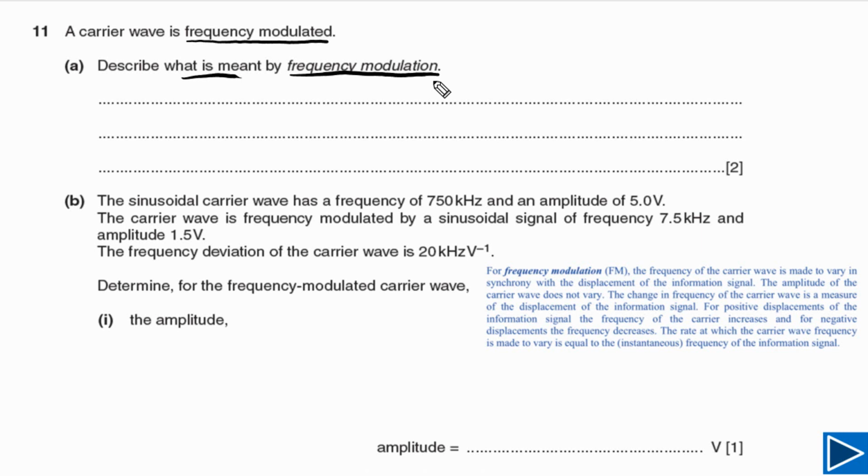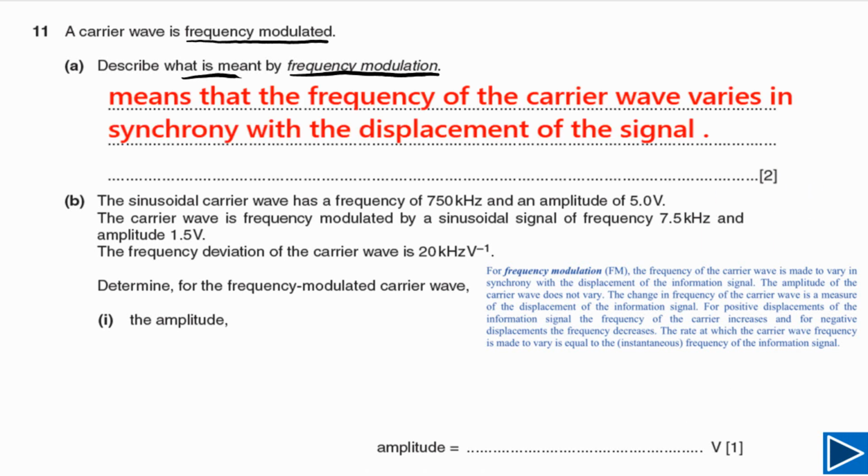Frequency modulation simply means that the frequency of the carrier wave will change with the displacement of the information signal. We have discussed a lot about this one. Let me show you how to write the answer so you can get 2 marks. This is how you can write your answer for this question. If you write this, you will get 2 marks. Now let's move on to the next one.